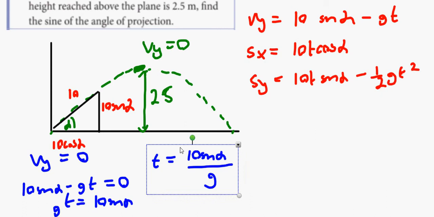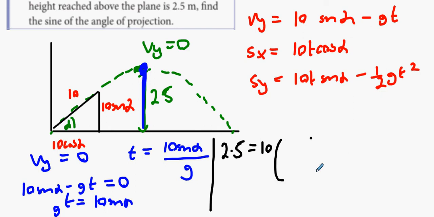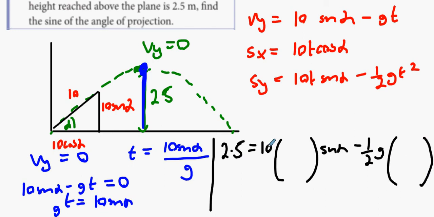Max, what's the next step? Yeah, which equation? It's a vertical height, we're told this is 2.5. So which equation? Sy is vertical height, so you replace the sy with 2.5. Then you're going to go 10 times sin alpha minus a half g times t squared, where t is 10 sin alpha over g.